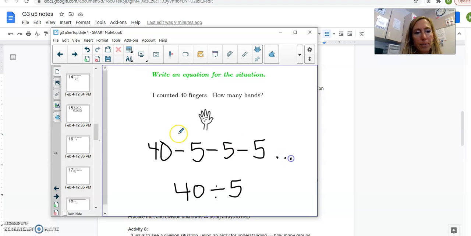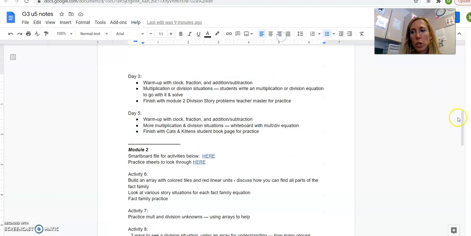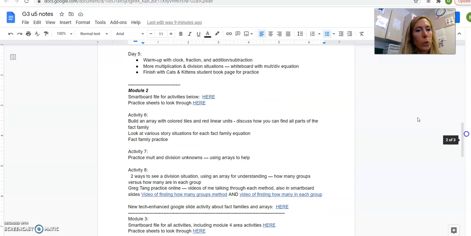Moving on. All right, let's go to the next section, Module 2. Same idea here. You have a Smartboard file going for Module 2, and the practice sheets are the same as above, but you'll just look through there and find the ones you need. So you start off now by looking at arrays. And yes, you've already looked at arrays together earlier in the year, and now you're going to do it again. But this time you're going to get out those tiles and those red linear units so they can really see it in front of them.